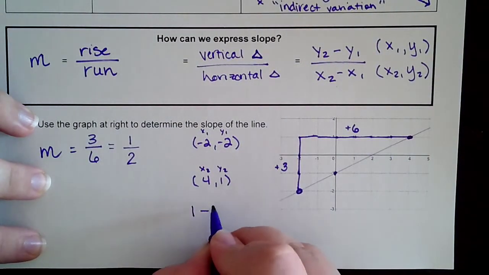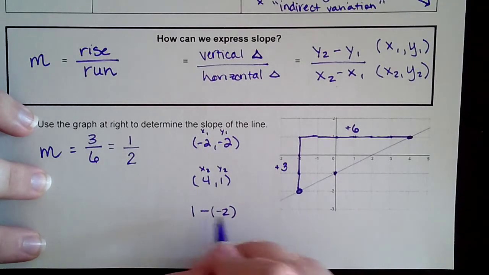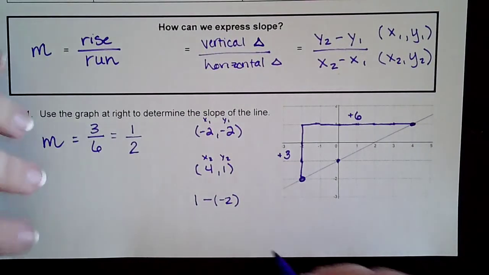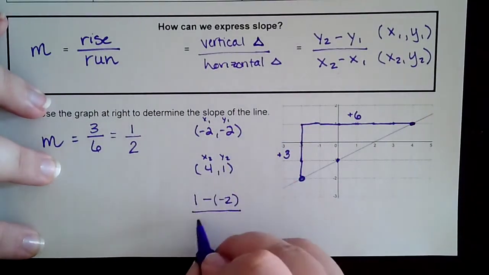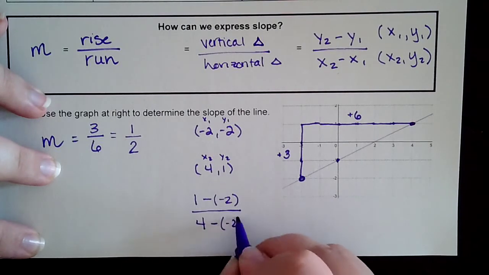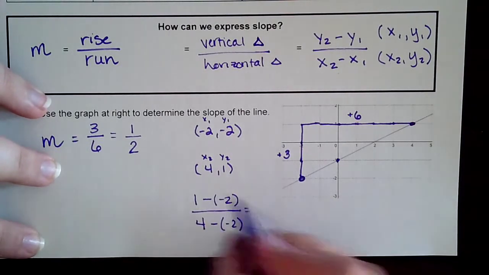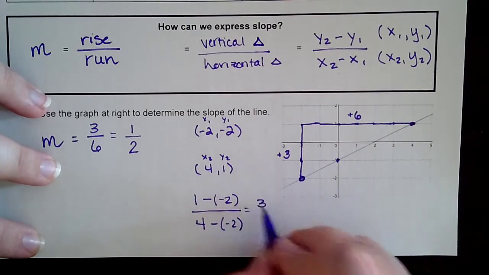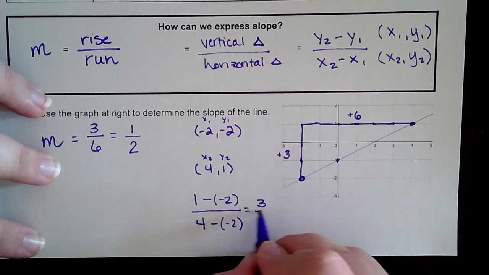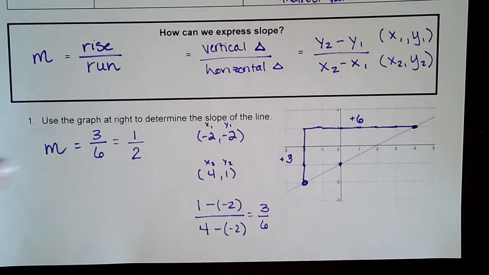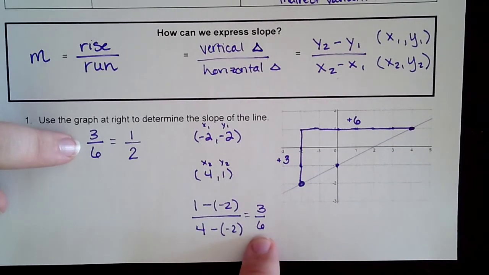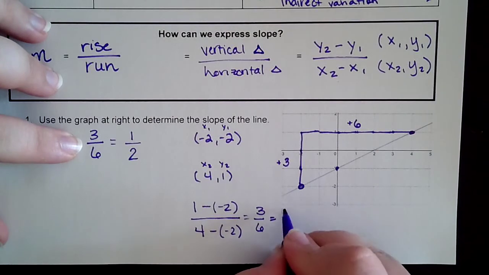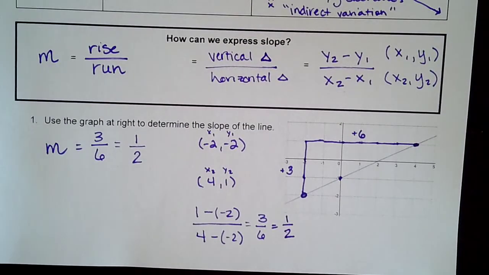y2 minus y1. Notice I put it in parentheses so we don't mix up those negative signs. Divided by x2 minus x1. I go ahead and find that. 1 minus -2 is +3. 4 minus -2 is +6. And you'll notice that whether I do it visually using the graph or using the formula, I get the same slope of 3 divided by 6, or 1/2. All right, let's jump to the back and see that again.